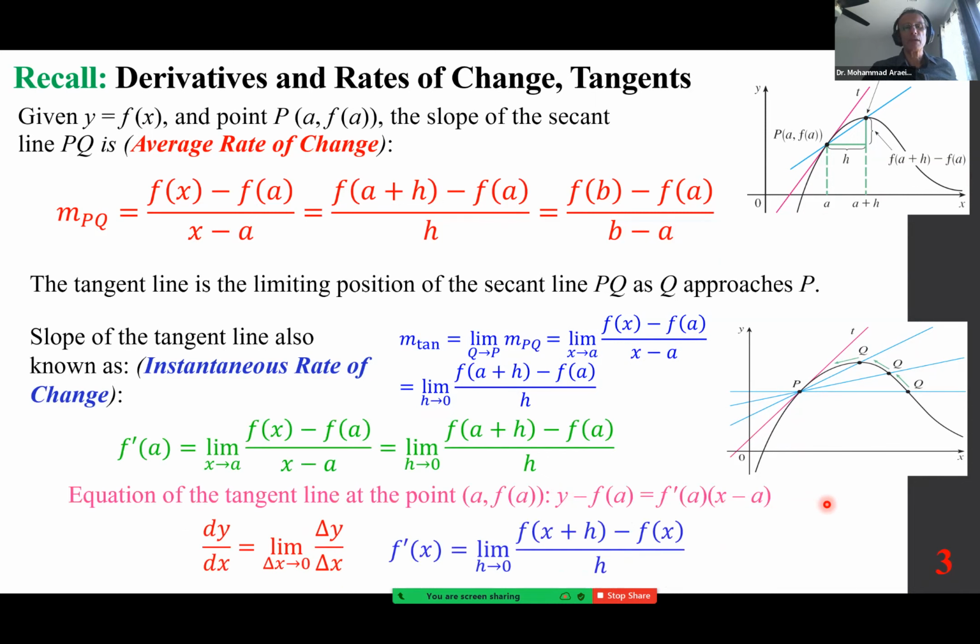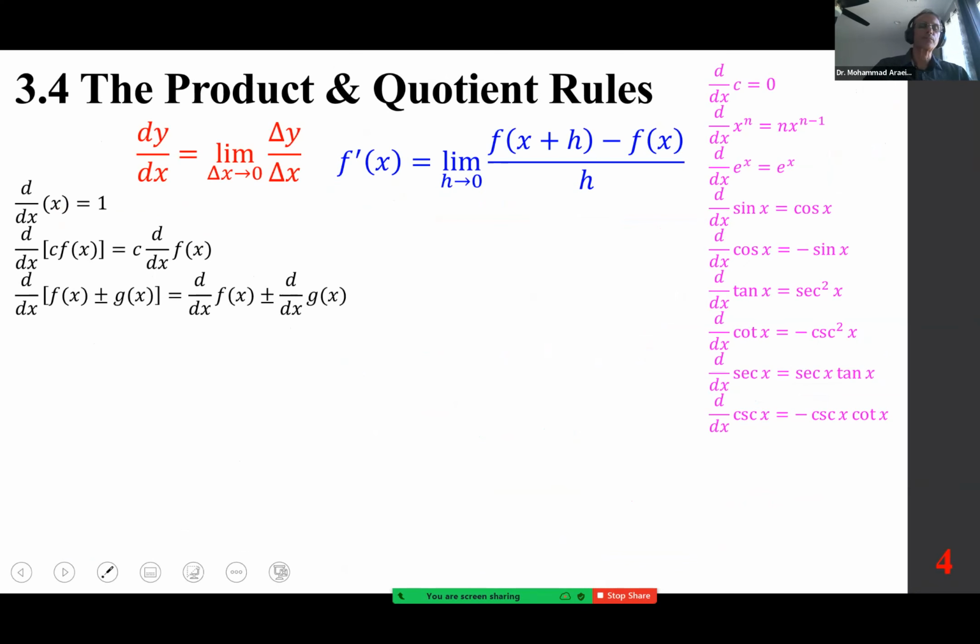And if we generalize it at X, it becomes a differentiation formula in this format: dy dx is the limit of delta y over delta x as delta x approaches 0. This is Leibniz's notation. So we have the basic differentiation formulas here. We have more here. We have the definition here.